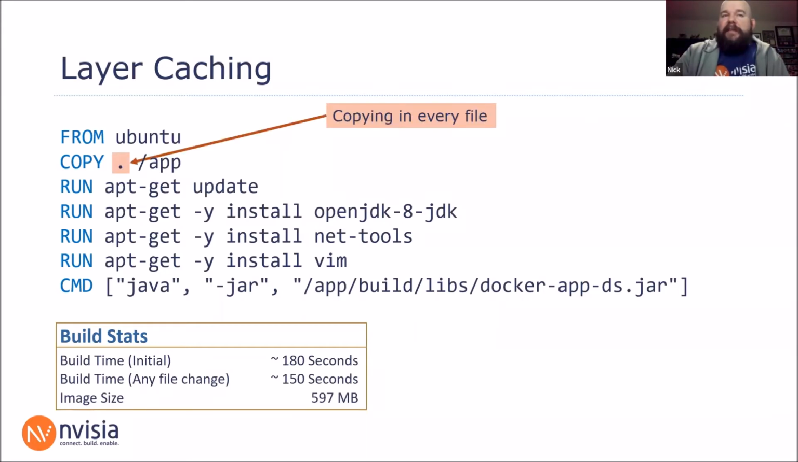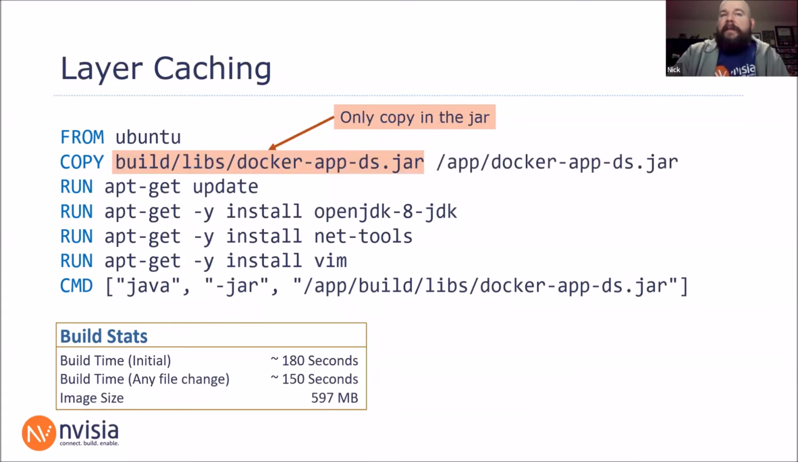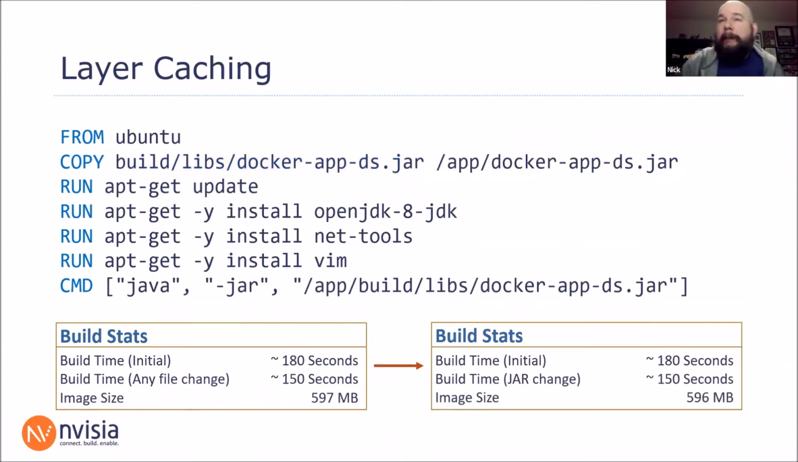So if we change this to just copy in the jar file, we will see that our build stats don't really change. So we made this modification. We don't see that big of a change. It still takes roughly 3 minutes to 2.5 minutes. Our image size went down a little bit. But the big thing is now we don't have to rerun all of these apt-gets unless we change the jar file. Prior to this, any change, if we updated the README, if that was part of our build context, anything like that, it would always trigger these installs to be rerun again.